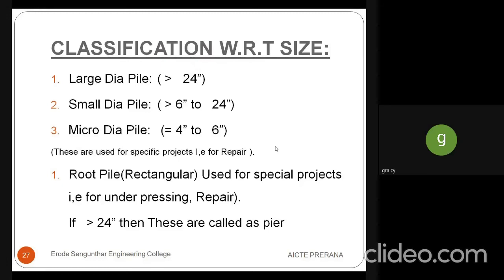As we saw before, there are various types of deep foundation. First one is pile, and second one is pier foundation. Then third is well foundation. Fourth one is caissons. So if the diameter increases, we go for the pier foundation.